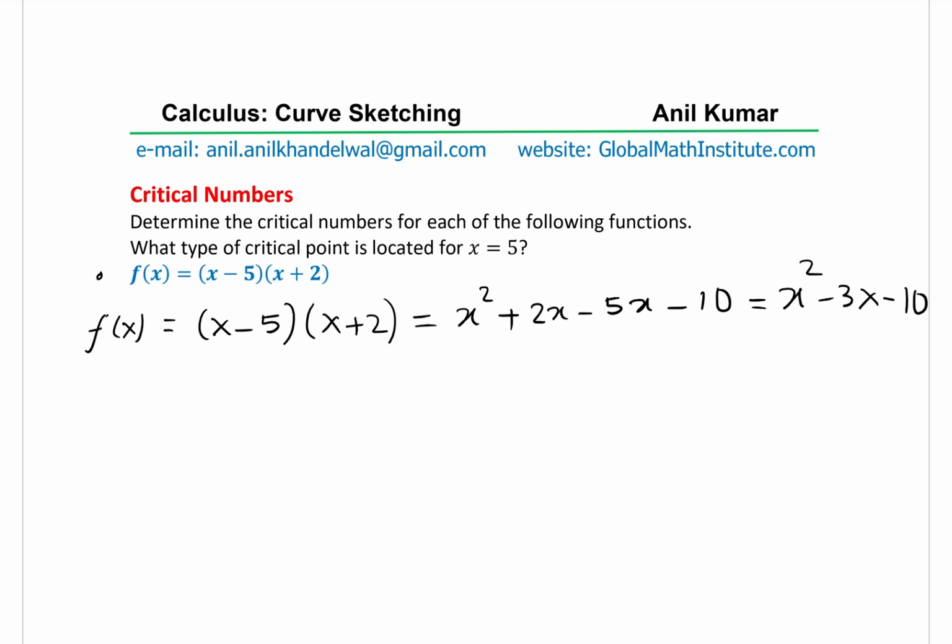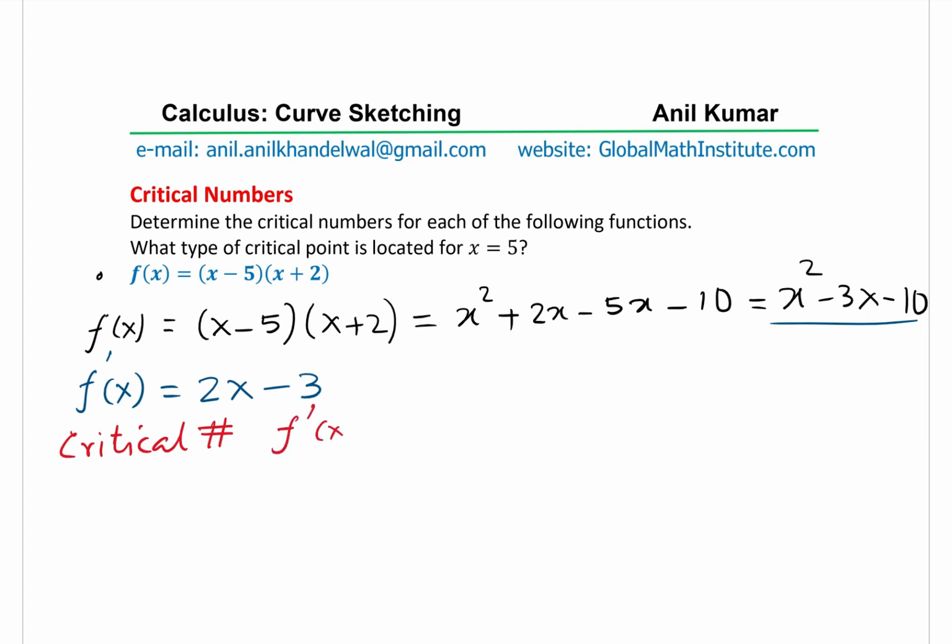Is that clear to you? Now it is better to find the derivative. So now let's find the derivative of the function. The derivative, we are differentiating this now, will be 2x minus 3. Now it is time to find the critical number. So to find the critical number, what are you going to do? For finding the critical number, we have to equate the first derivative to 0. If you equate the first derivative to 0, you get 2x minus 3 equals 0, or x is equal to 3 over 2. So we have only one critical number.